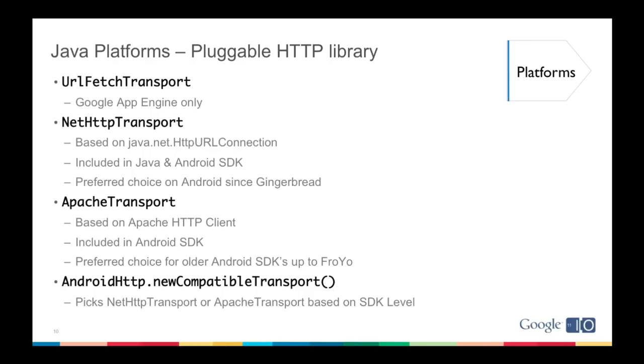So let's talk about the pluggable HTTP stack. I showed you some examples. The biggest difference between them was which HTTP transport I've used. So URL fetch transport, that's the ideal one to use in App Engine. If you're programming for Android, you have two important options.